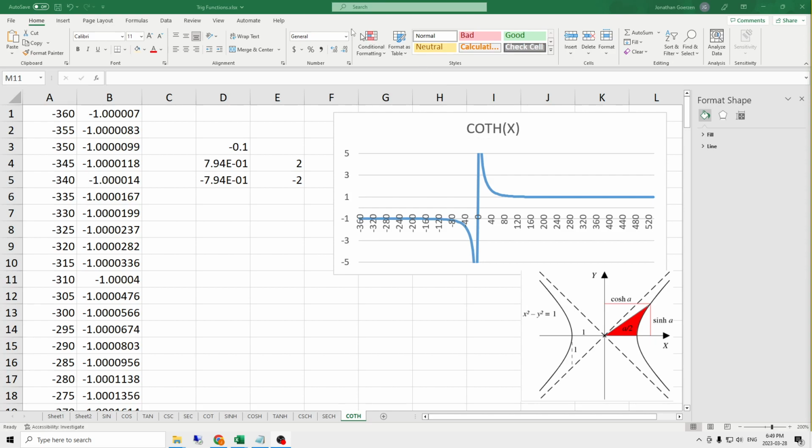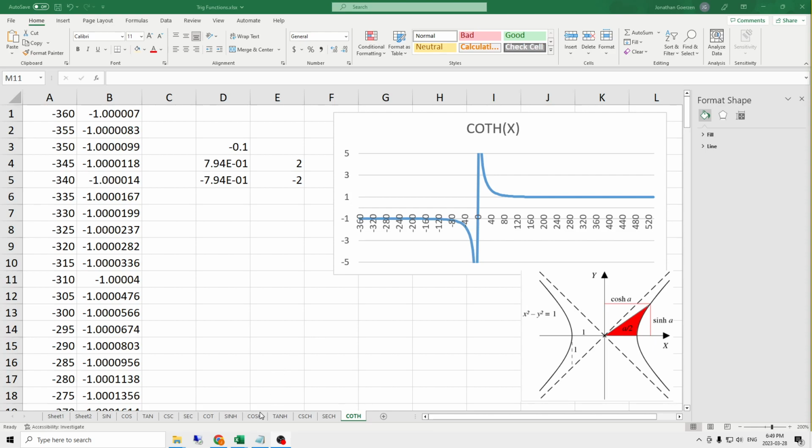This is the video encyclopedia entry for the hyperbolic cotangent function, COTH. The hyperbolic cotangent function takes an input argument assumed to be in radians and outputs the hyperbolic cotangent for that function. The hyperbolic cotangent can be defined as the hyperbolic cosine divided by the hyperbolic sine.